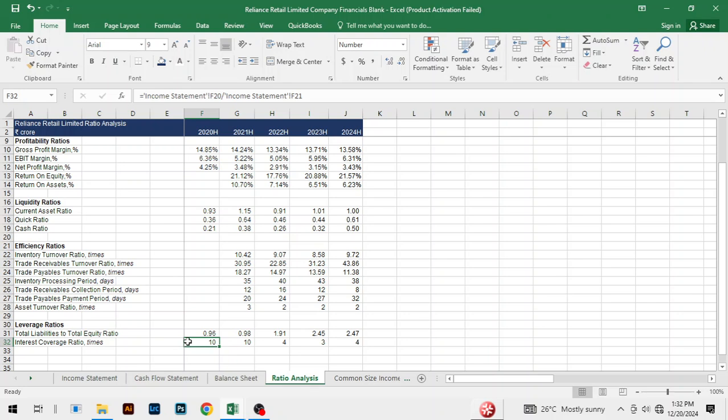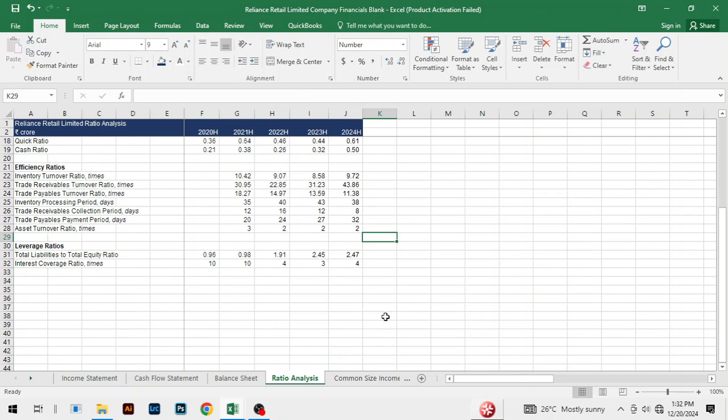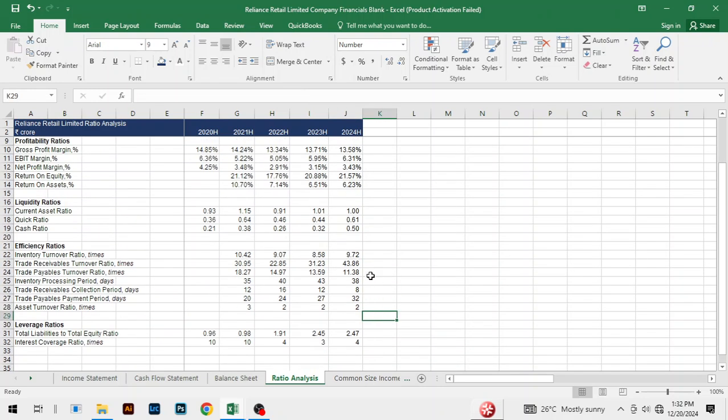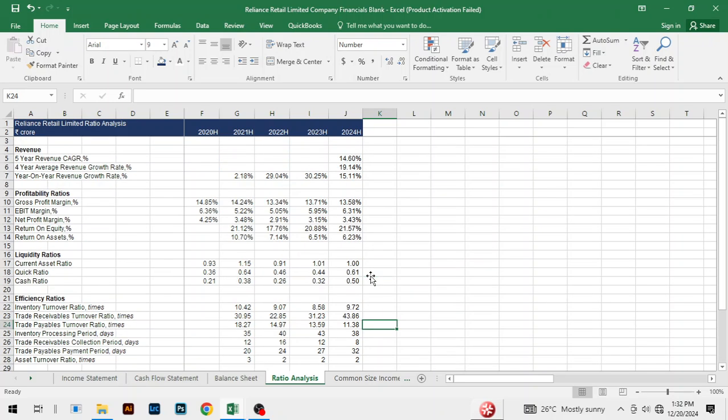The EBIT could cover the interest payments like 10 times, but that has been declining, and we are seeing that in 2024 the company's EBIT can only cover the interest expense like 4 times. All right. So this is it for the Reliance Retail Limited on financial ratios, and now we can move to the common size income statement.